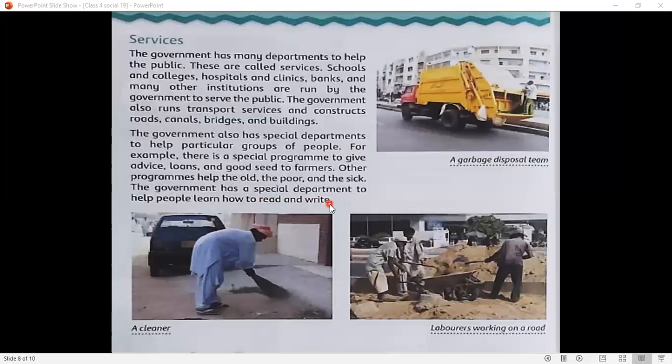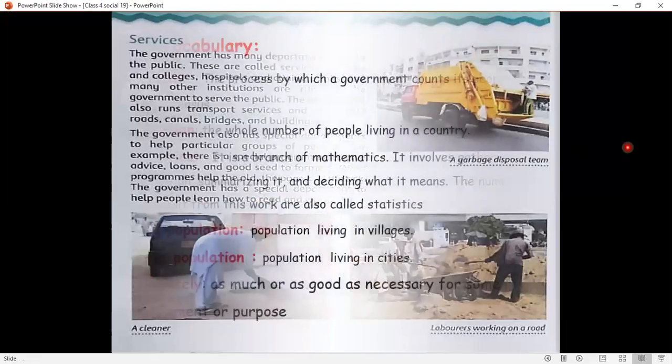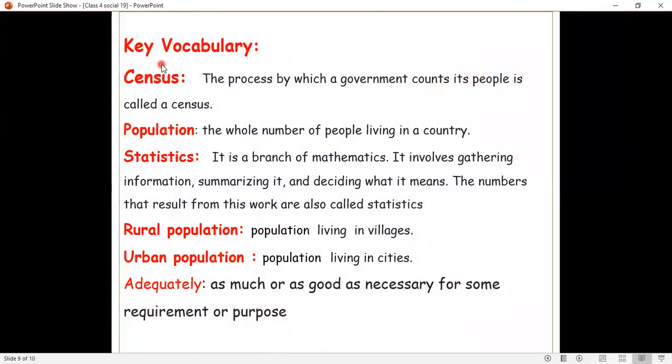And today we did our reading of lesson 14, People and Work. And here you have some words, key vocabulary. You have to write these words and their meanings in your notebook and share them with your teacher. The first word is census. Census means the process by which a government counts its people. Next one is population. The whole number of people living in a country is called the population of a country.